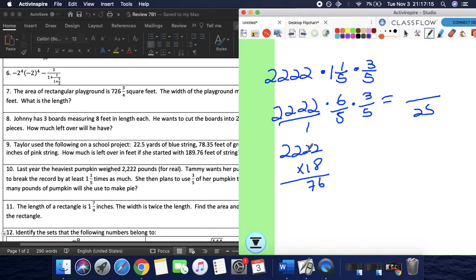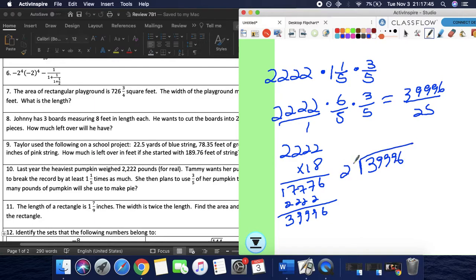6, 17, 17 again, and then finally 17. And then at the bottom it's going to be 2, 2, 2, 2. It's 6, 9, 9, 9, 9. So we're going to get 39,996. I'm going to divide that by 25. I think it's fair that if I'm asking you to do it, I should do it myself.